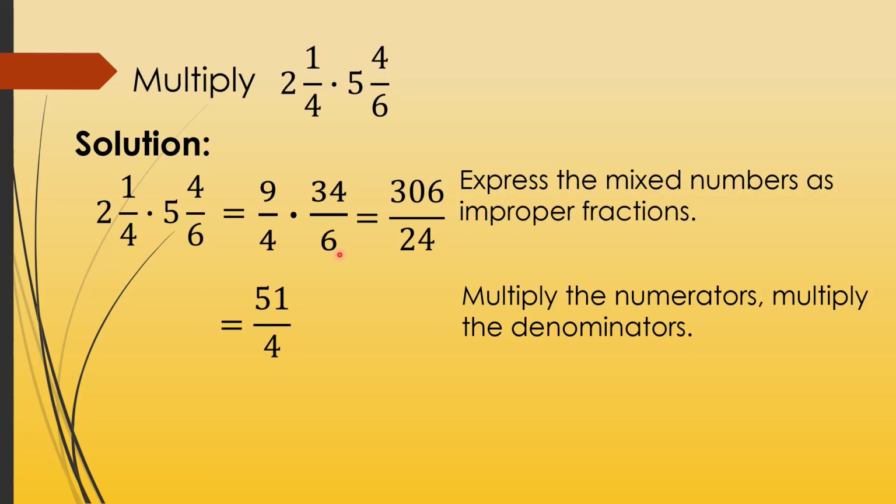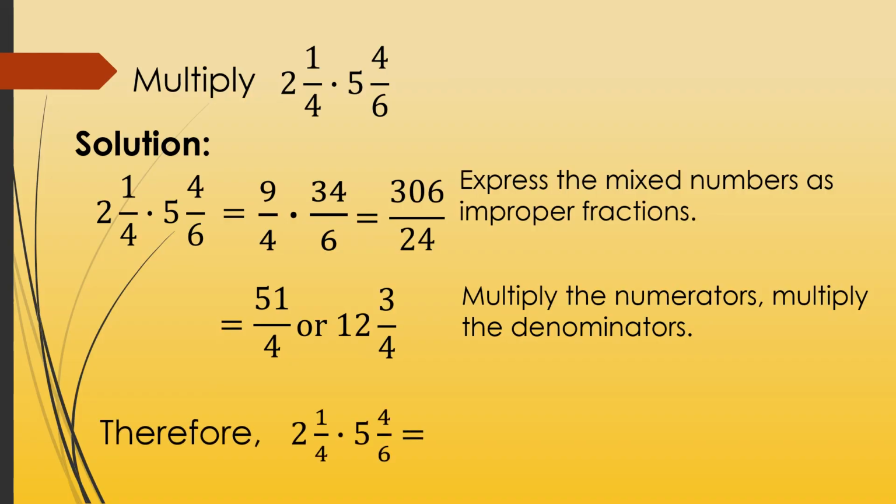So, since ang lowest term o ang 24 at ang sagot sa 9 times 34 ay kayang i-divide sa 6. So, dinivide natin ang sagot ng dalawang ito sa 6. So, naging 51 over 4. And then, sa mixed numbers, ito ay naging 12 and 3/4. Therefore, the answer is 12 and 3/4.